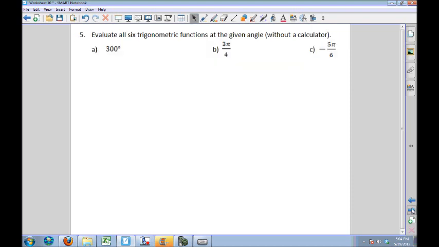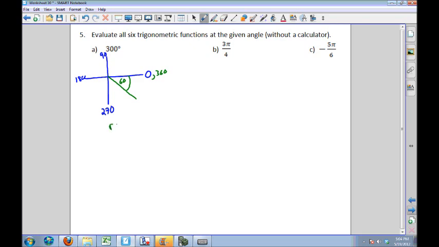Next, evaluate all 6 trigonometric functions at a given angle without the use of the calculator. That means I'm going to be having to use some reference angles here. Before you even start any of this, you should keep in mind where your special angles are: 0, 90, 180, 270. So 300 is going to be in quadrant 4. It would be over here. And since 300 degrees is just shy of 360, it's 60 degrees shy. My reference will be 60 degrees, the angle that will have to complete that full circle.